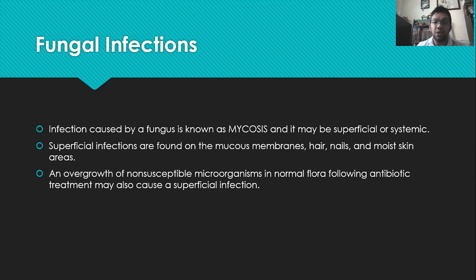So superficial infections can also occur in the mucous membranes, the hair, the nails, and of course the moist skin areas. What are the moist skin areas? You have our armpits, our groin area. There can also be an overgrowth of non-susceptible microorganisms in the normal flora following antibiotic treatment, which can also cause a superficial infection.